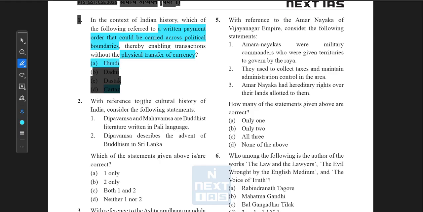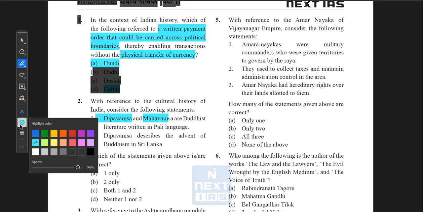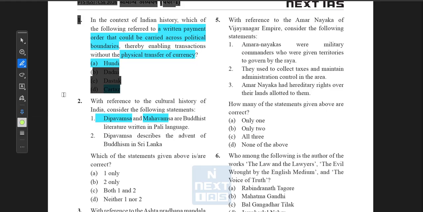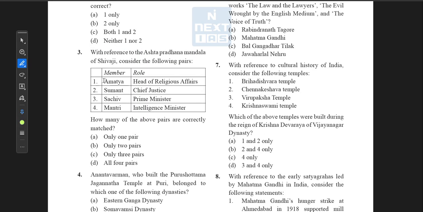With reference to the cultural history of India, consider the following statements. Dipavamsa and Mahavamsa are Buddhist literature written in Pali language. Dipavamsa describes the advent of Buddhism in Sri Lanka. See, I don't know this question, so we'll leave this question. Now the next question, question 3.